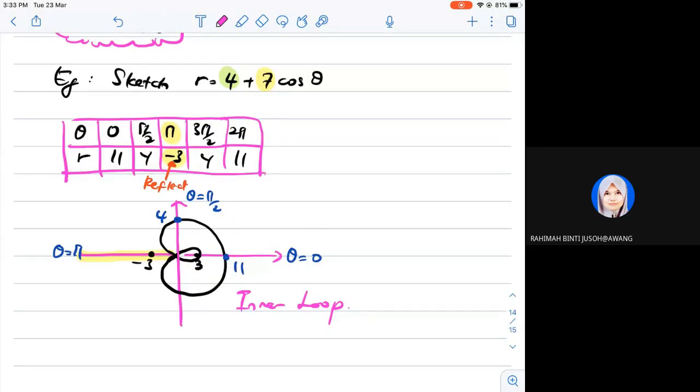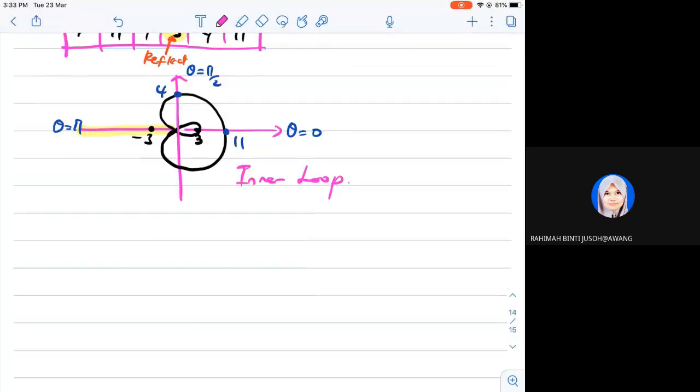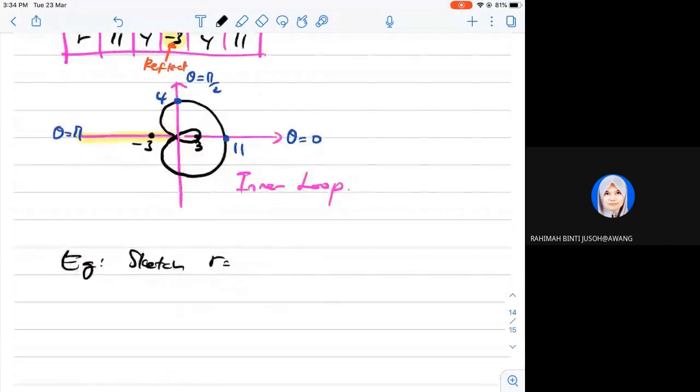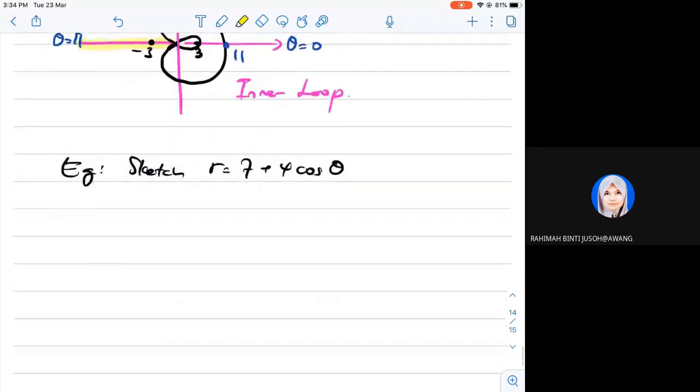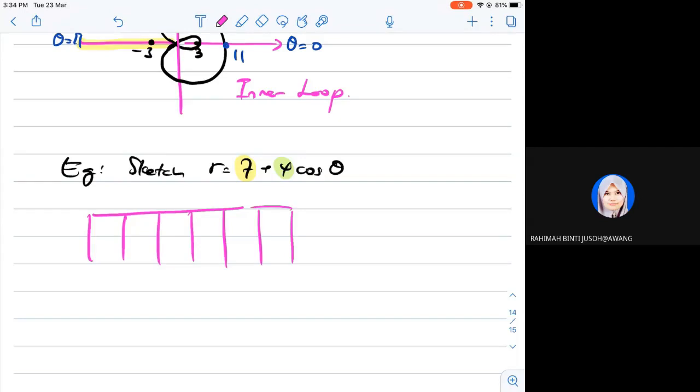So buat table. Kalau dia memang positif, okey, contoh kedua kita buat yang 5 kon lah. Example, sketch. R equals to, let's say saya ubah position je, 7 plus 4 cos theta. Soalan sama, cuma saya ubah position. 7, kat sini 4. Tengok dia punya interestingnya ni benda ni. So kalau kita buat table ni, theta, R: 0, pi over 2, pi, 3 pi over 2, 2 pi. So again 11, pi over 2 is 7. Pi should be 3. 3 pi over 2, 7. 2 pi, 11. Okay.